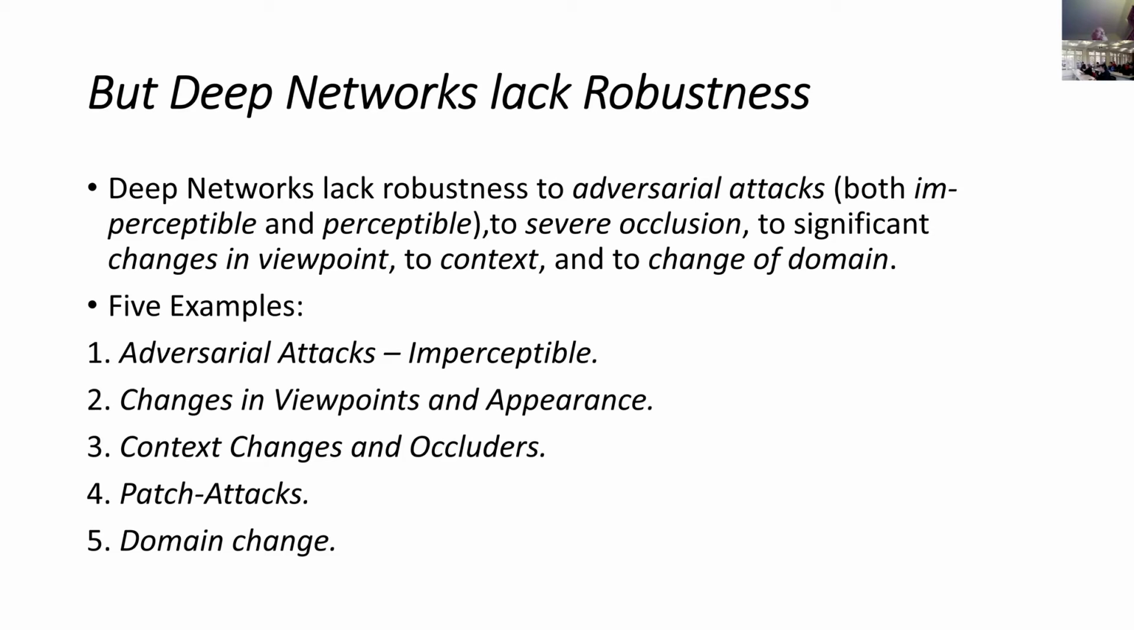So deep networks lack robustness. They lack robustness to adversarial attacks, and these can be both imperceptible attacks and perceptible attacks. Imperceptible means that you cannot tell that the image is being attacked. They're not robust to severe occlusions, to significant changes in viewpoint, to context, and to changes of the domain. I'll now give 5 examples of these.